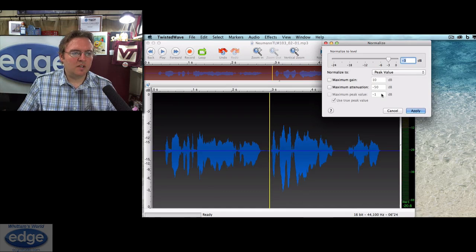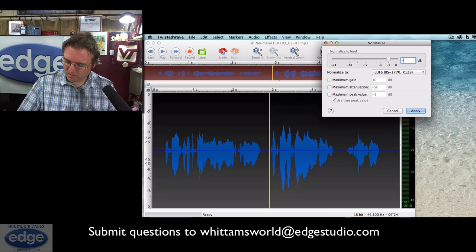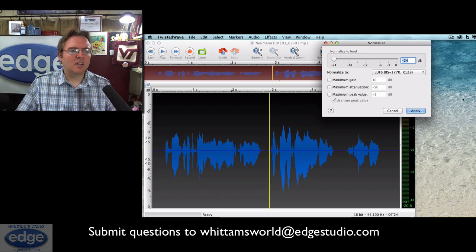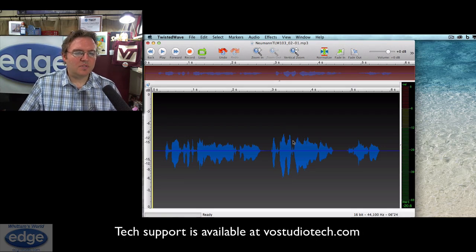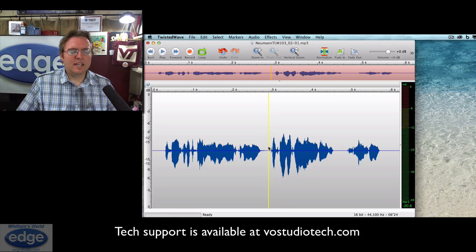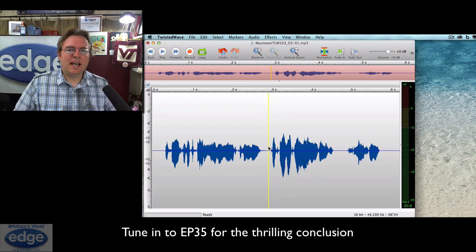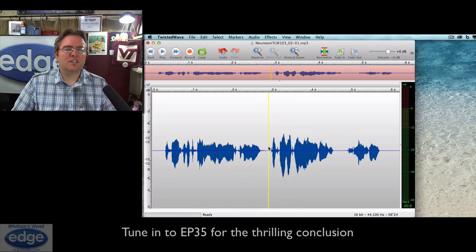I can hit normalize, choose normalize to LUFS, and type in minus 24, and take all the guesswork out of it. There you go. Now my audio is set to a LUFS of minus 24 dB. That's pretty much all there is to it. It's easy with short bits of audio, but with longer bits of audio where there's a lot of dynamic range, that can be harder. So how can we change the dynamic range?